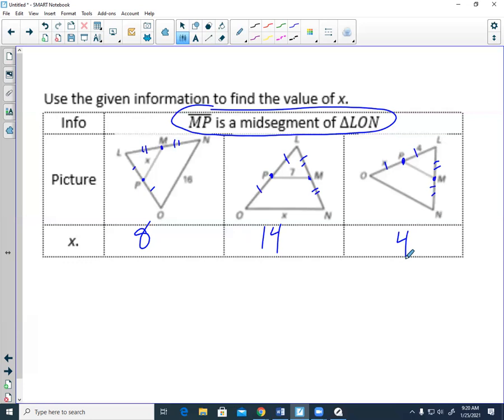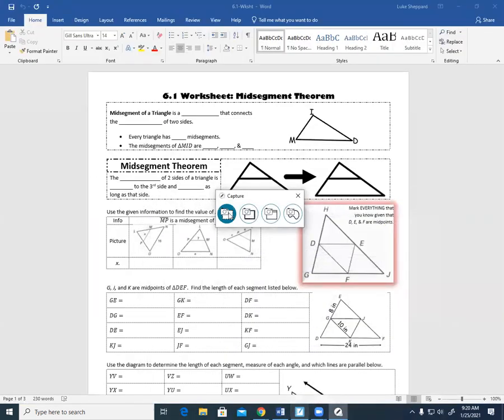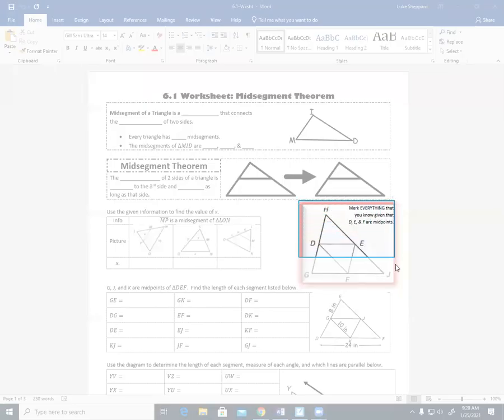Is this like the whole chapter, just trying to find what X equals? Yeah, mostly. You might have to prove a few things here and there, but for the most part, it's going to be solving for X.